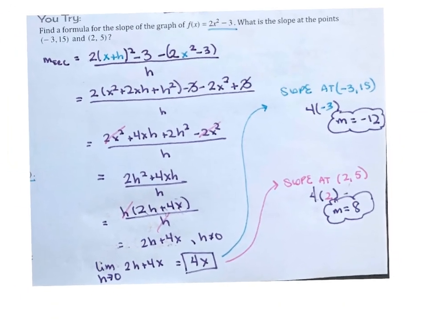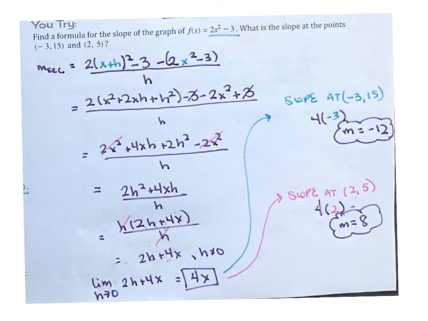Okay, so hopefully you plug this all in correctly right at the beginning into the difference quotient and then solve for it. You would find that the slope of the graph of f of x equals 2x squared minus 3 is 4x. Then you plug in each of the points. So the slope at -3, 15 is -12, and the slope at 2, 5 is 8.